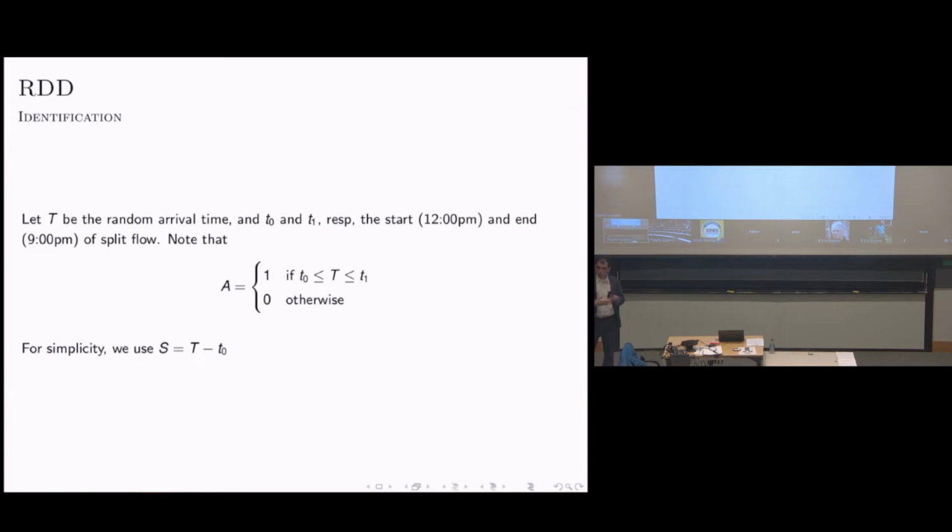Yes, right? Because split flow starts from 12 p.m. to 9 p.m. So if I know my arrival time, then I know that A is going to be 1 because I arrive between 12 p.m. and 9 p.m. Conversely, if I arrive at 9 a.m., A is going to equal what? 0, okay?